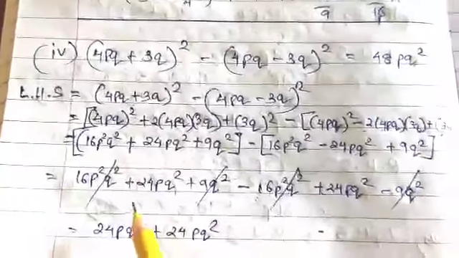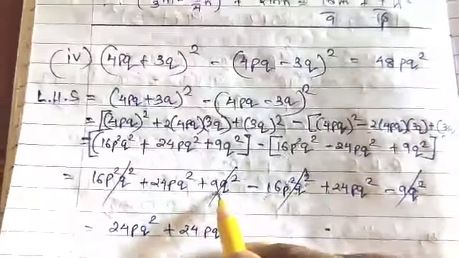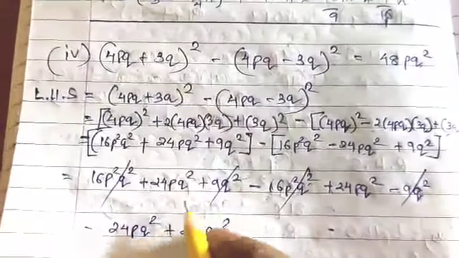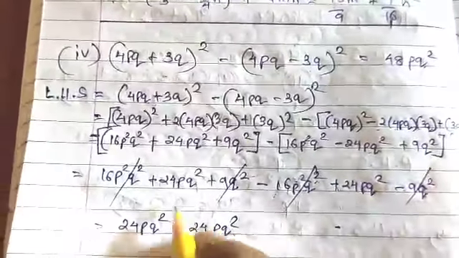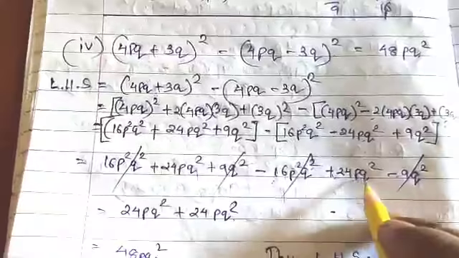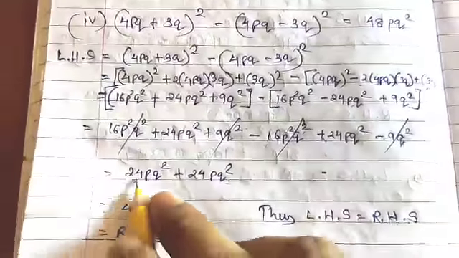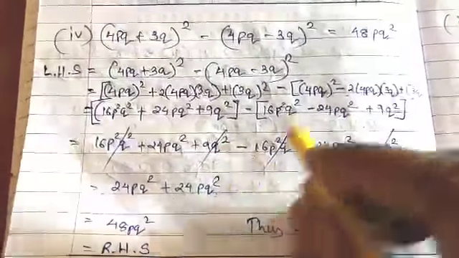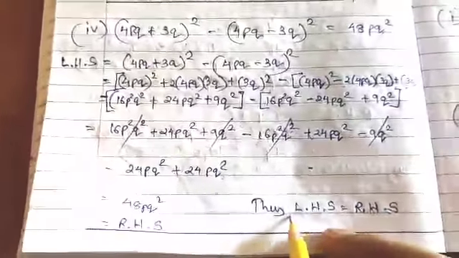So see if any value is possible to cancel. Positive 16p square q square and negative 16p square q square will get cancelled. 9q square and negative 9q square will get cancelled. What is left? Positive 24pq square and positive 24pq square. So here both are positive, so you have to add because both have a common variable. So 24 plus 24 is 48pq square. So see whether the value is similar to our right hand side. Yes, it is there. So we can say it equals the right hand side, thus left hand side equals right hand side.